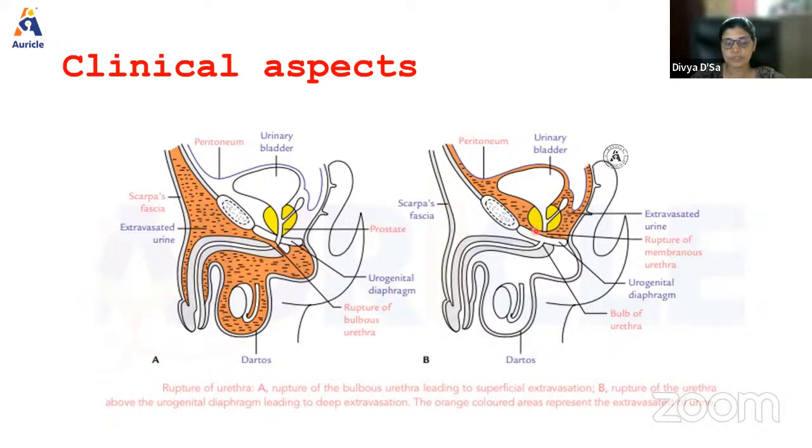So, rupture of this, so this is in the bulbous urethra part, but if there is rupture above the urogenital diaphragm, it will lead to deep extravasation. Here you can see it will be outside the peritoneum or here inside. This is between the superficial layer, superficial fascia and the musculature. Here between the muscles and the peritoneal covering will be the extravasation. So the site will differ.